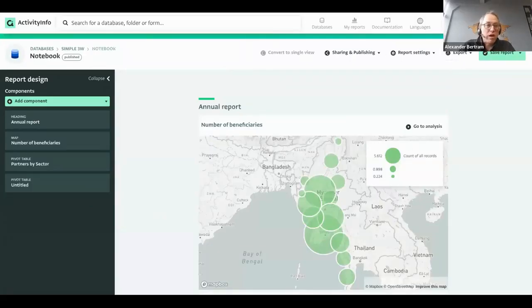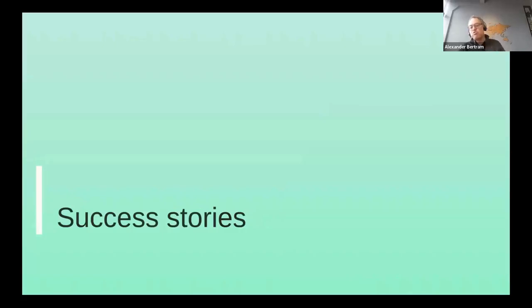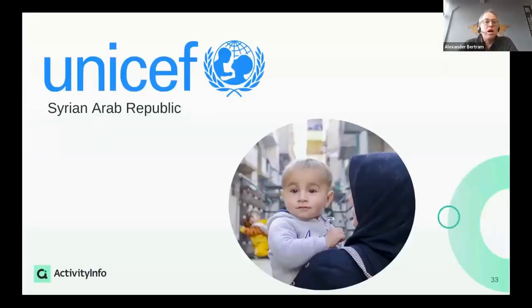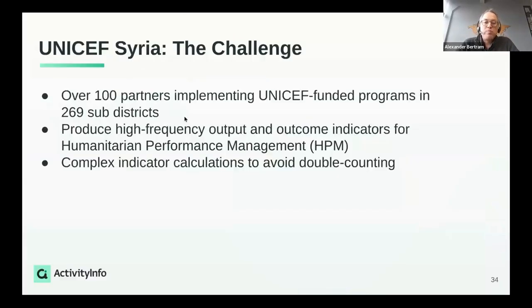Great. Okay, let me switch back to my slides, and we'll come to the last section, which is just to cover two real world examples of where this has been applied and some of the advantages that this brought with it. So the first one is UNICEF in the Syrian Arab Republic. My friend Mohammed Talib was kind enough to present with us last year a webinar on how they applied ActivityInfo to their challenge. UNICEF is funding a massive response in Syria, has been for a number of years.